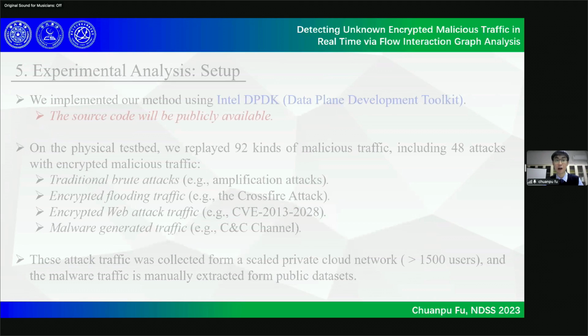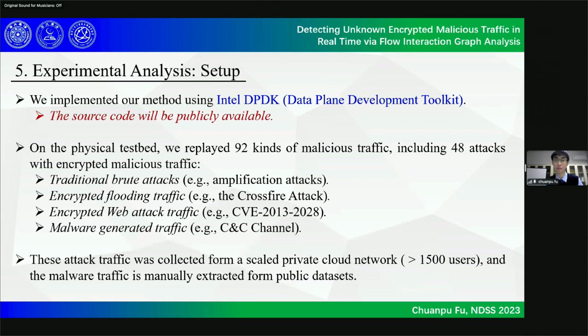Finally, we implemented our system by using Intel Data Plane Development Kit for high-performance packet processing. We established a physical testbed where 92 different attacks were replayed, and 48 of the attacks were constructed by encrypted malicious traffic, including encrypted flooding traffic, for example, Troll-spam attack, and the encrypted web attack, for example, Nginx injection, and malware-generated traffic, including command and control channel traffic, and malware delivery and update traffic.